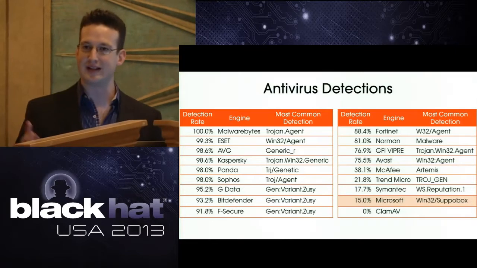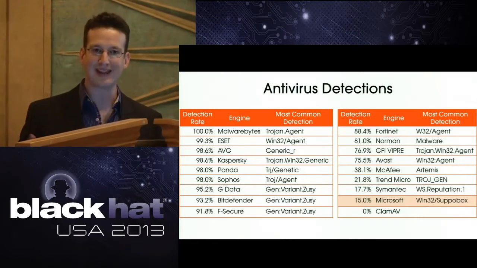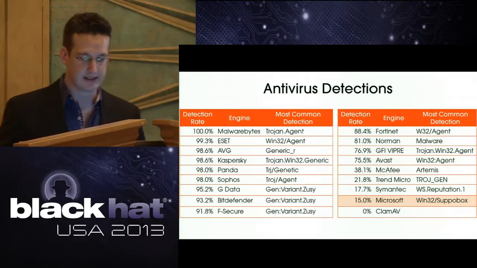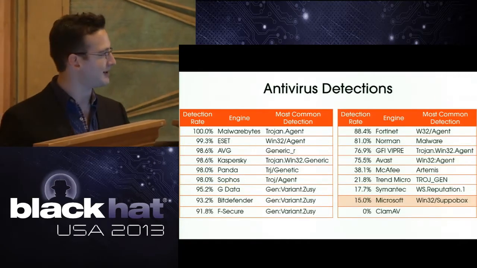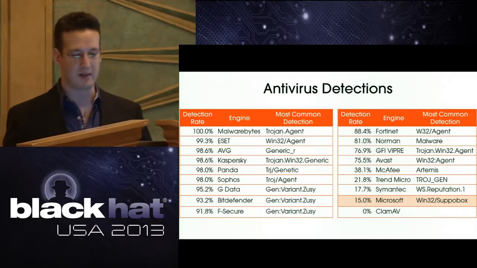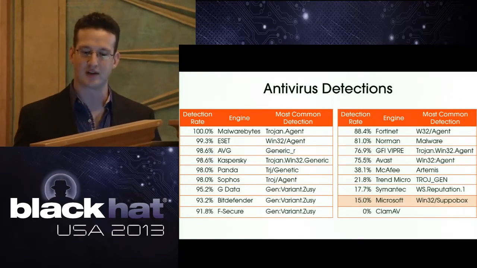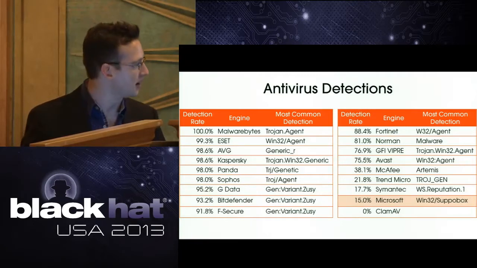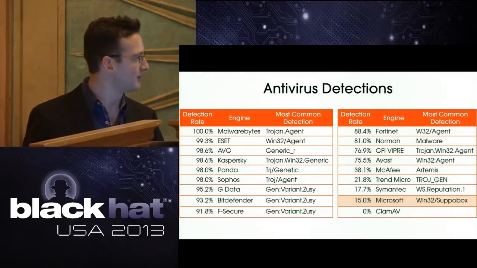So Microsoft did spot this and did create a new unique family name for this malware family. This Suppobox signature was released by Microsoft on April 6th, 2013, 2 months after the malware began circulating. And no big surprise for anyone here, I'm sure, ClamAV didn't detect anything.